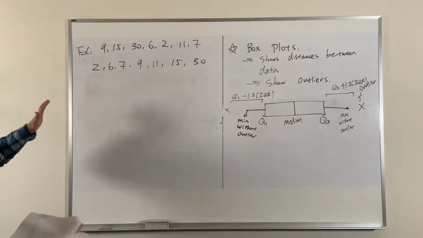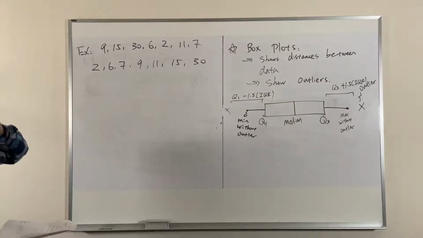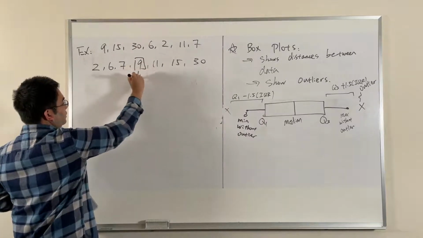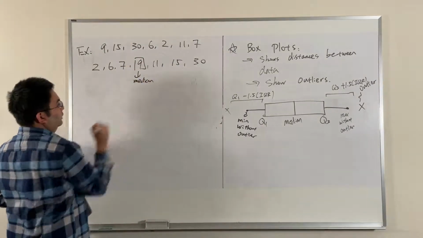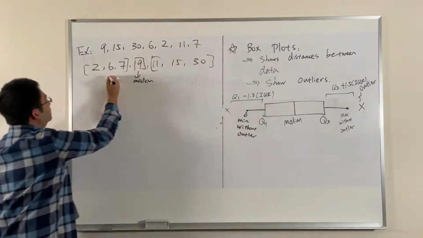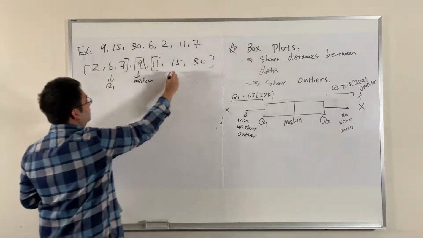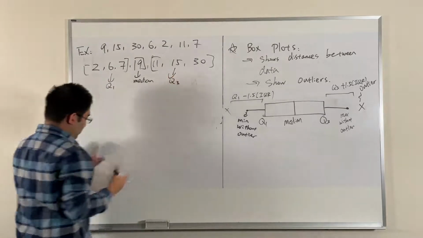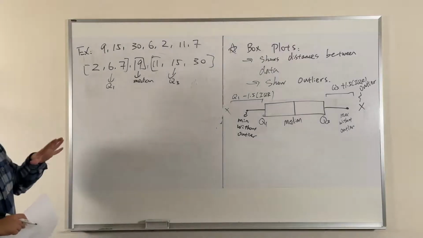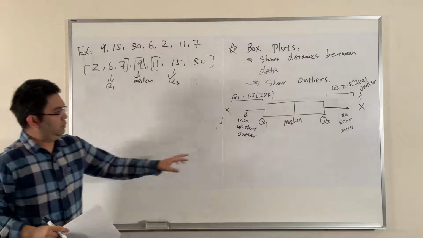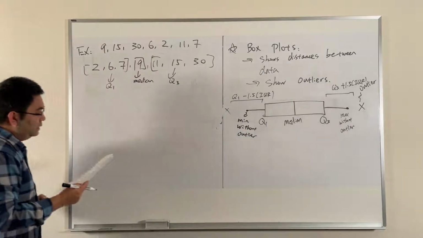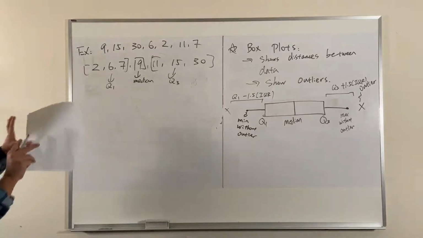Same method with an odd number of values here. 9 is in the middle, so this one is our median. Cut the data in half. This one is our Q1, and this one is our Q3. Right away, we already have the three main components that we need: Q1, median, and Q3.